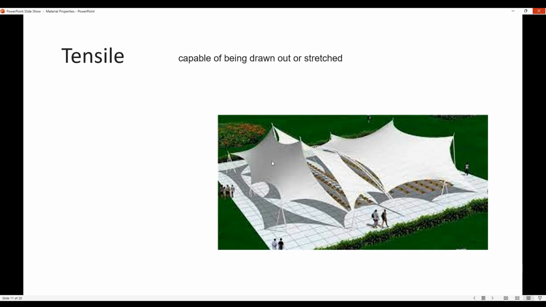What do we see here? We see a tent or a ceiling or a roof that's made of some type of material that's very elastic. It can be stretched. Tensile. Tensile is a material that is capable of being drawn out or stretched. So let's say you change this material into metal. Can you stretch metal? No, because it's very hard. It's not tensile.